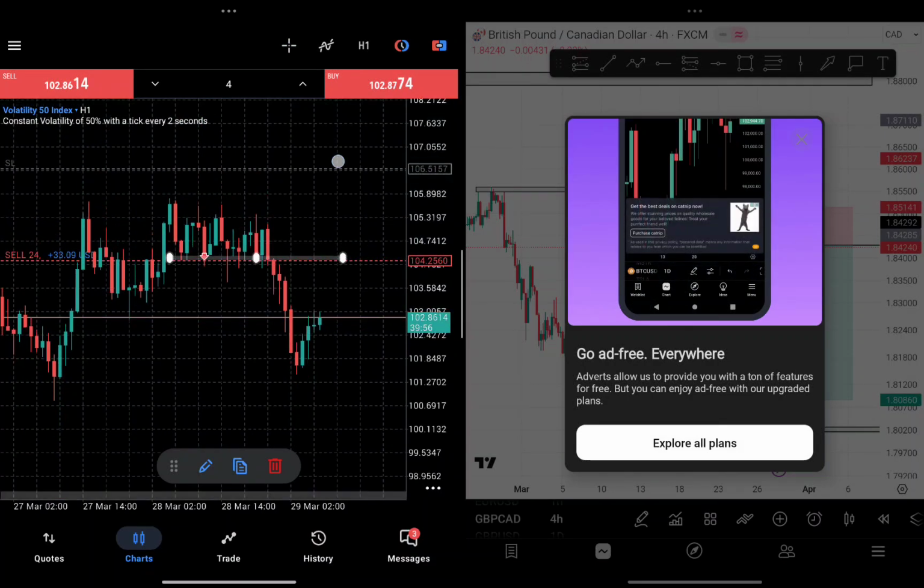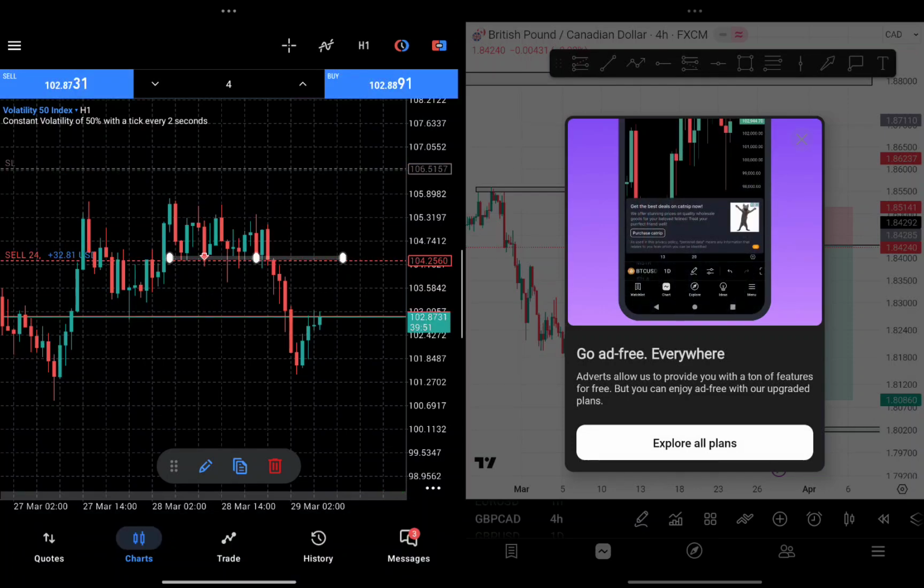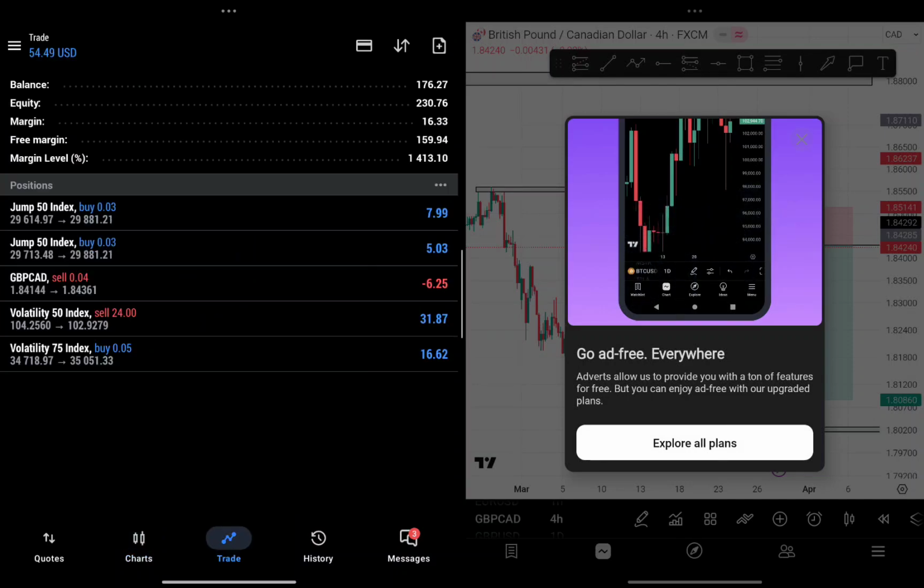I risked $50. If you see it, $54 in this account. Each trade I take, I risk $50.